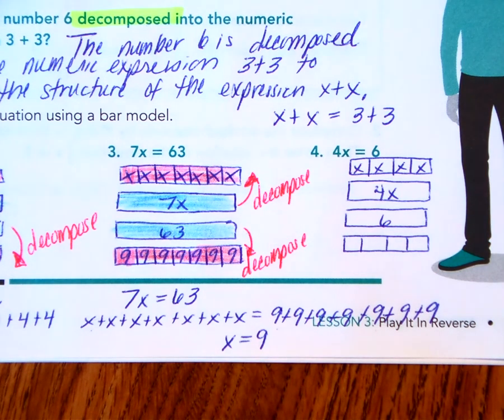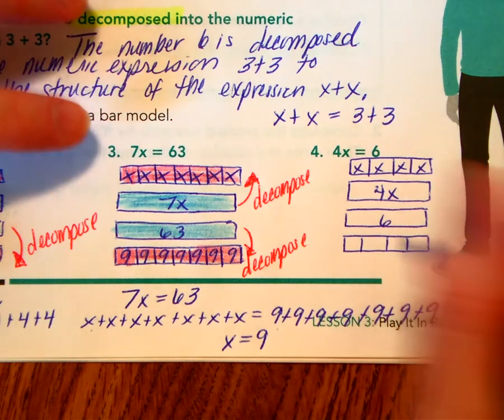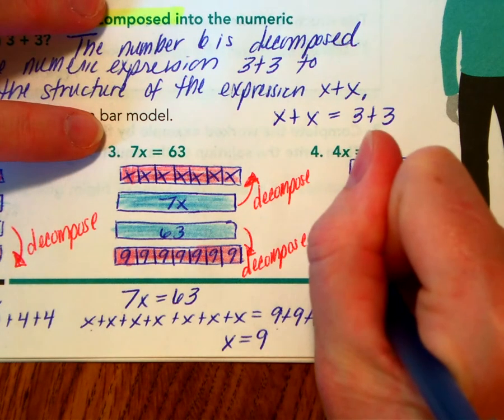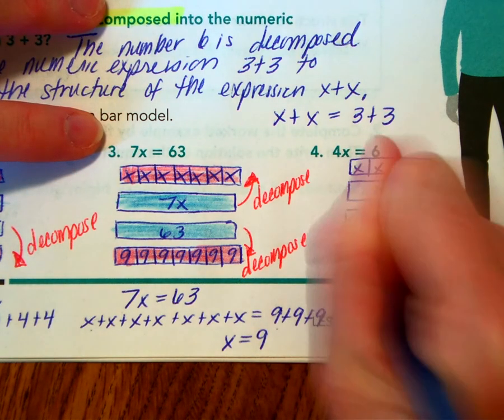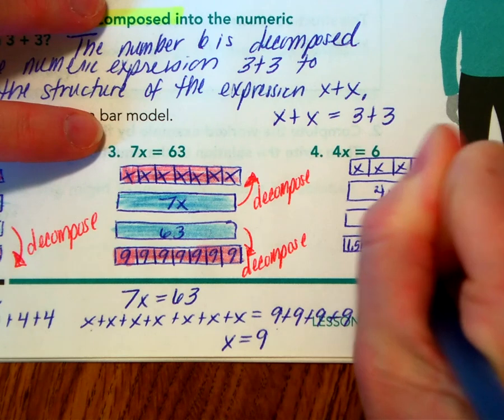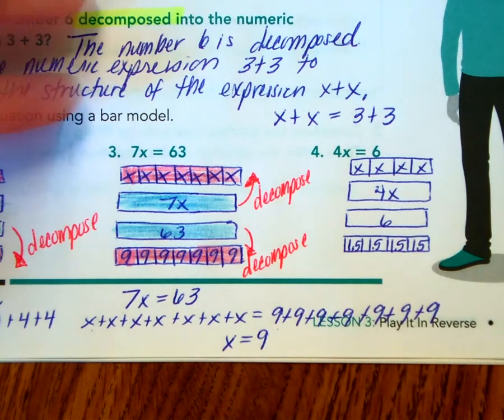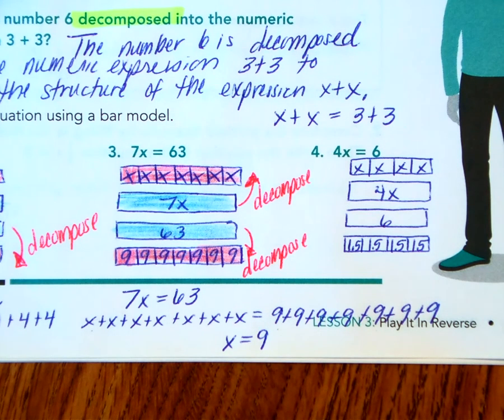What is 6 divided by 4? I believe it to be 1.5. 1.5, 1.5, 1.5, 1.5. You could use a fraction here. I'm okay with that too.